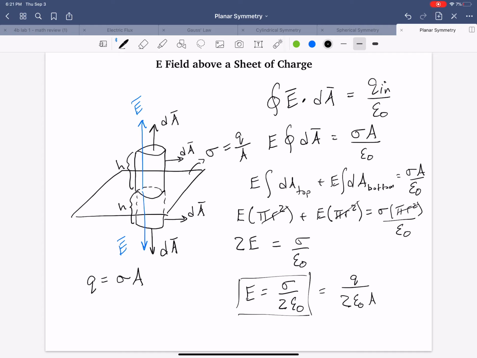And looking at the dimensions or the units, we have Q is in coulombs, epsilon naught on the bottom, and area is in units of meters squared. So this still holds for Coulomb's law, right? So we're good. So for a plane of charge, plane of uniform charge, this is the electric field expression at a distance h above it. You might notice that it does not depend on h, right? So there you go.